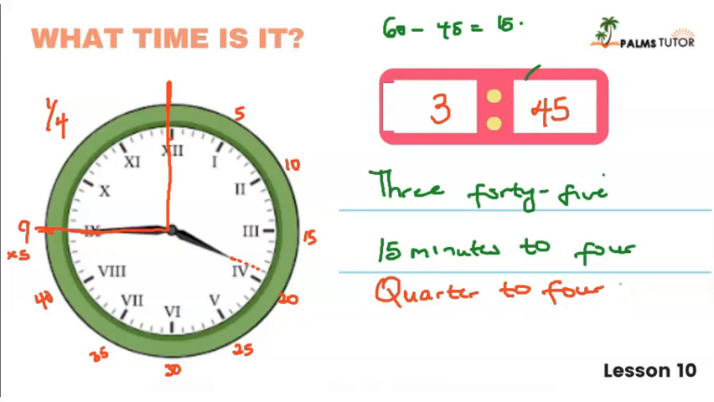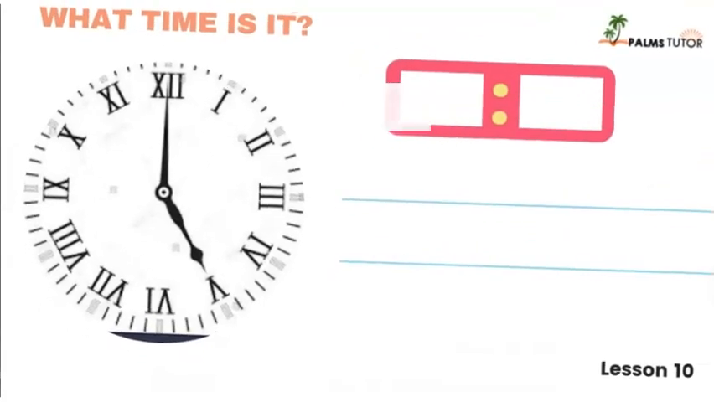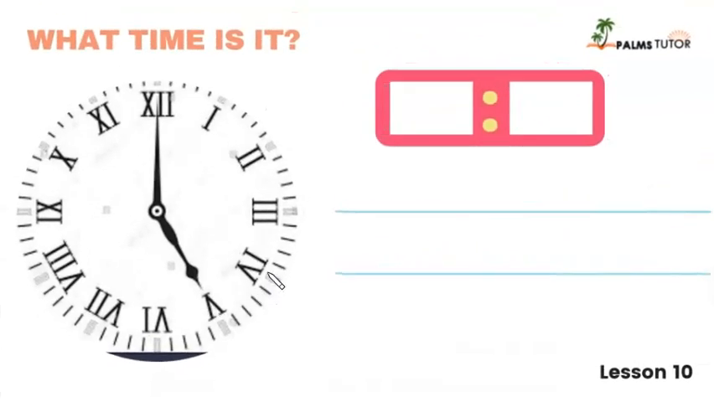Okay? So what is important is that you look at the hour hand, right? Let's see this. The hour hand is exactly on V. V represents 5, right? So we say this is 5.